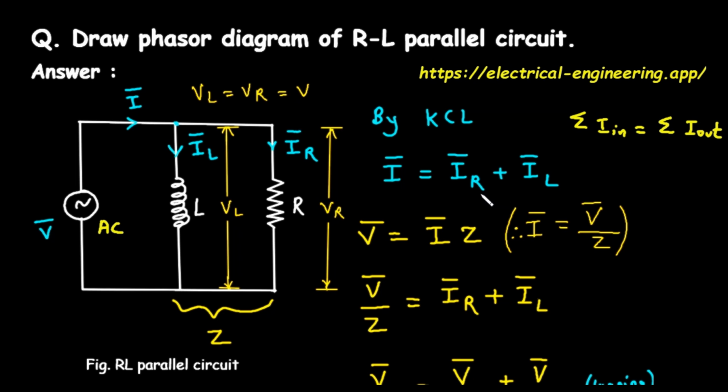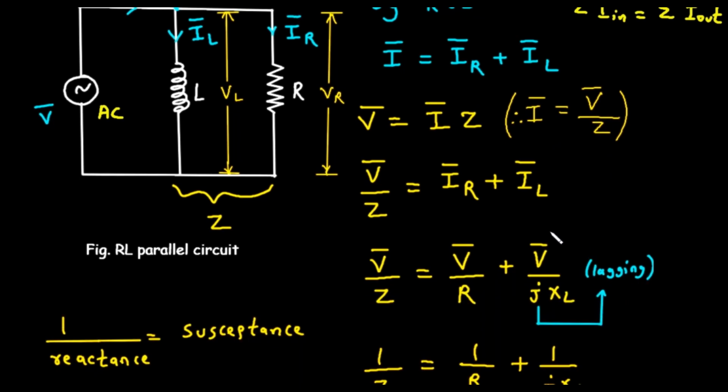Next, we see a version of Ohm's law for AC circuits: V bar equals I bar times Z. Here, Z represents the total impedance of the circuit. Impedance is the total opposition to current flow in an AC circuit, which includes both resistance and reactance from the inductor. The equation is rearranged to show that the total current, I bar, is equal to the total voltage, V bar, divided by the total impedance, Z. The next line substitutes this into our KCL equation. Instead of I bar, we write V bar divided by Z. So the equation becomes V bar divided by Z equals IR bar plus IL bar.